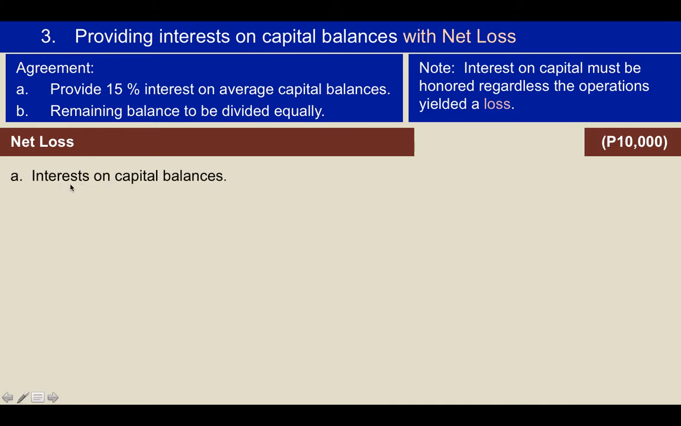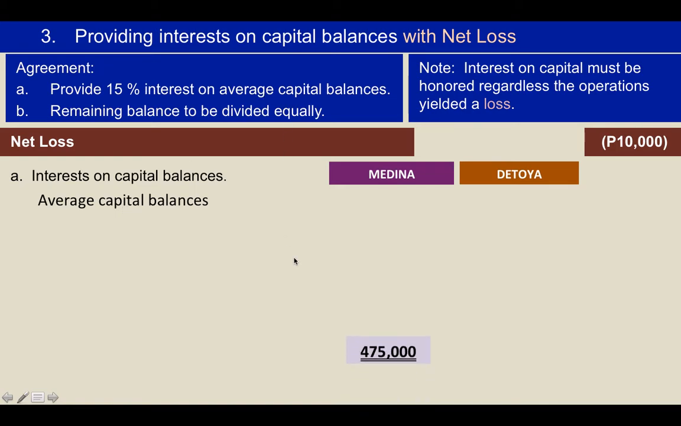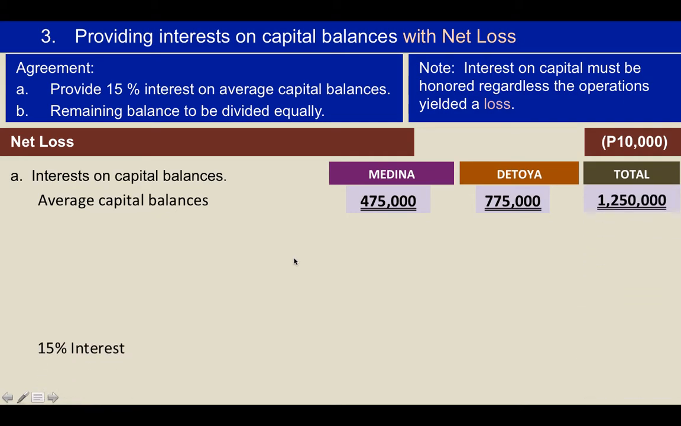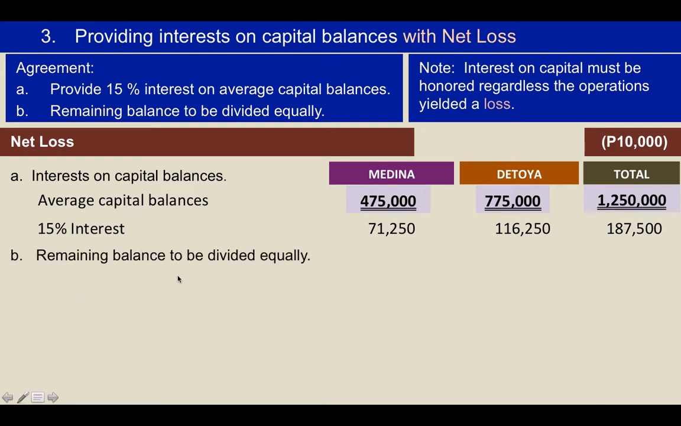So let us first calculate the interest on capital balances for the partners, and it is based on average capital balances. We were able to determine that already in the previous slide. So the interest is 71,250 and 116,250 based at 15% interest. So the total interest is 187,500. Okay, next is compute the remaining balance to be divided equally. We have a loss here. Okay, so we have to put the 10,000 negative as a loss minus what we have distributed, 187,500. So negative 10,000 minus 187,500, so you will get negative 197,500. And you have to divide this equally because that is what is in the agreement.